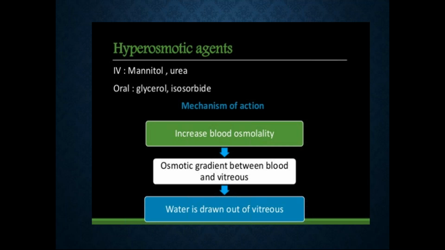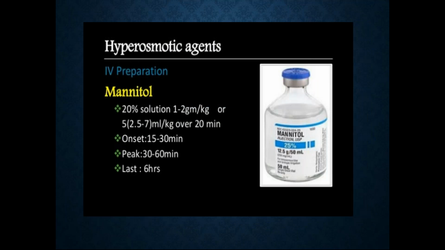So what happens? When the volume of the vitreous decreases, the pressure in the eyeball decreases. So this is mannitol, injection form, 20% solution, 1 to 2 gram per kg body weight, over 20 minutes, not more than 20 minutes. You have to complete the bottle in 20 minutes. The action onset is within 15 to 30 minutes and peak action occurs at 30 to 60 minutes. Usually the action lasts for 6 hours.